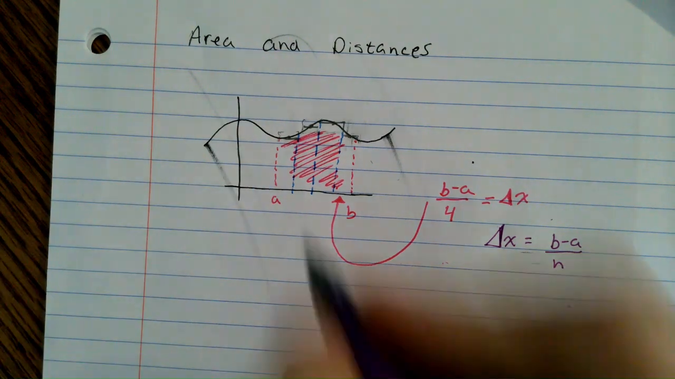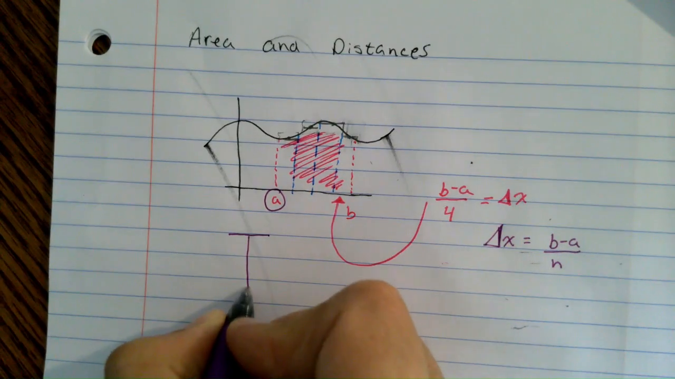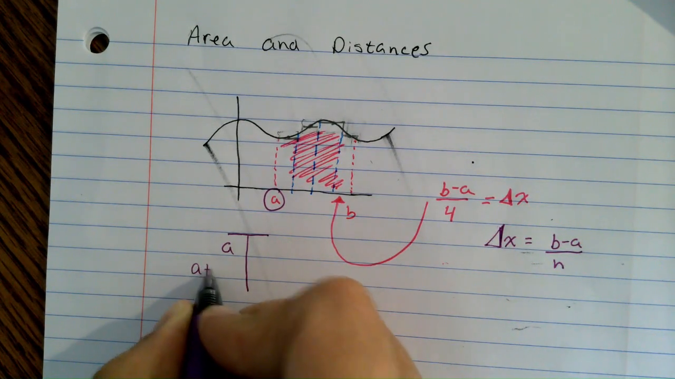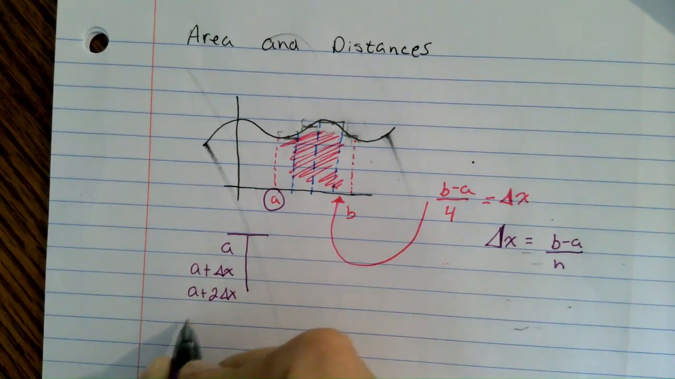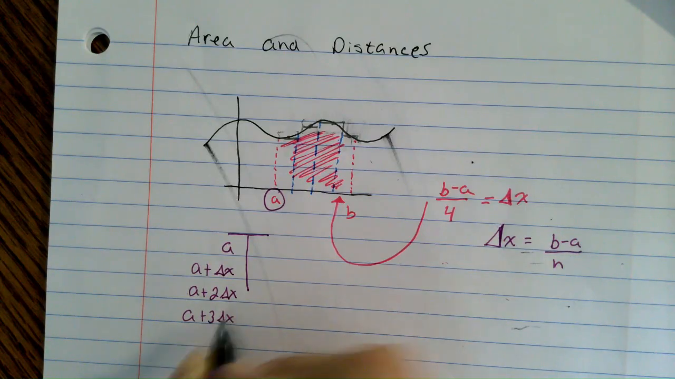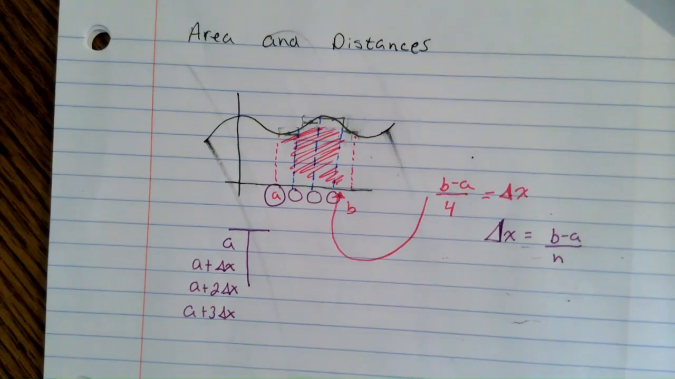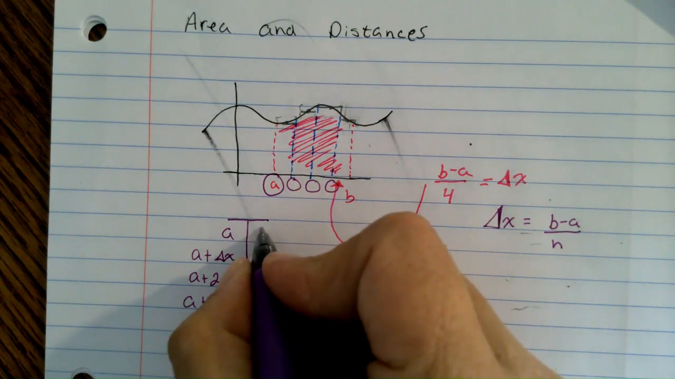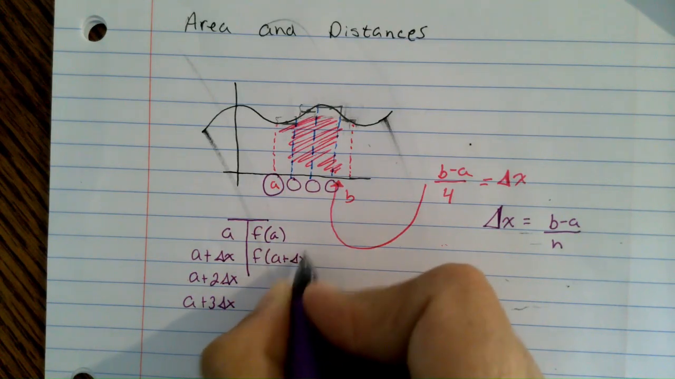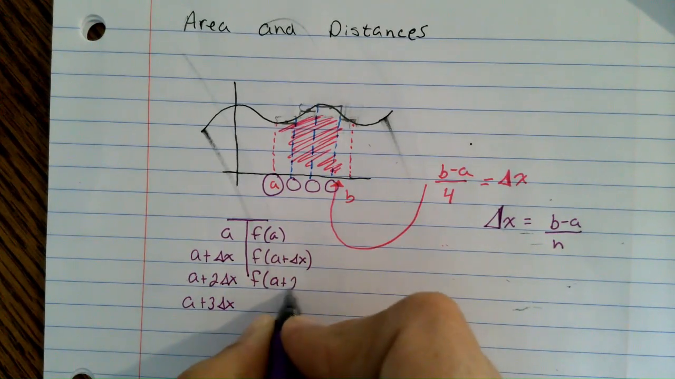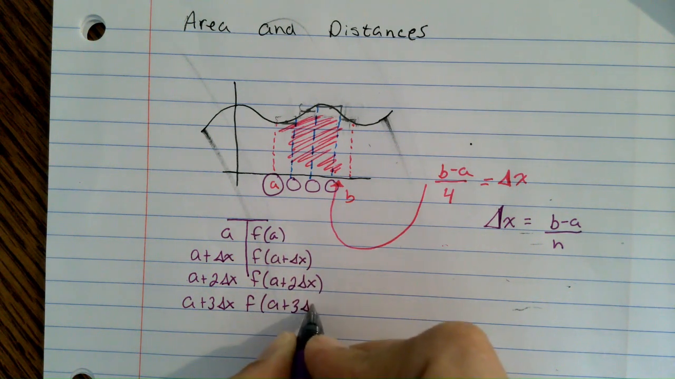So let's say we're just starting with A, right? So we'd have our A plus however big delta x is, A plus 2 delta x's, and A plus 3 delta x's. We'd use 1, 2, 3, 4 rectangles, so we need 4, right? And so this would be f of A, this would be f of A plus delta x, this would be f of A plus 2 delta x, and this would be f of A plus 3 delta x, right?